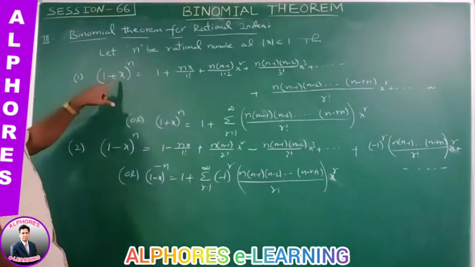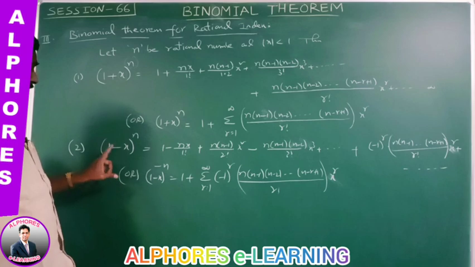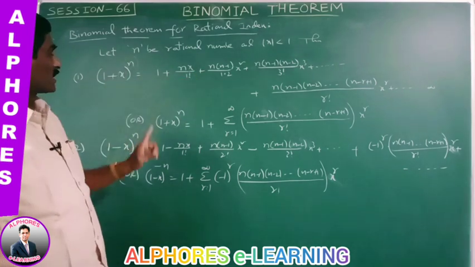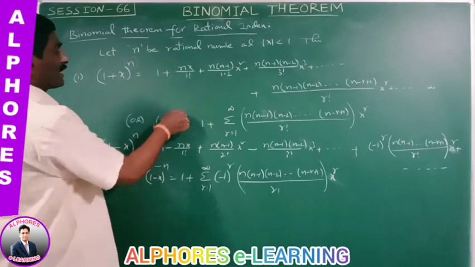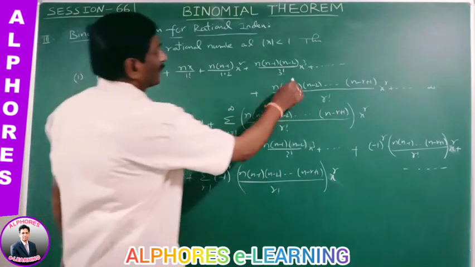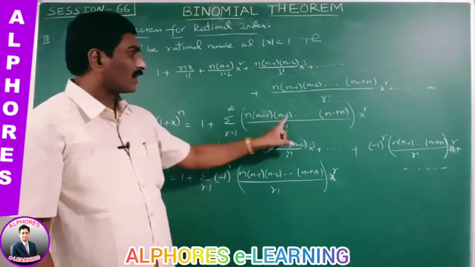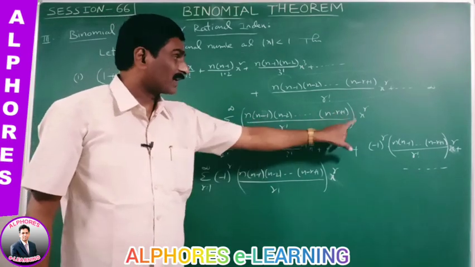Next, put x equal to minus x in this equation. We get 1 minus x whole power n. Please write these values. 1 plus x whole power n is equal to this value, or simply 1 plus x whole power n is equal to 1 plus sigma of, this is the general term, said to be the rth term, n into n minus 1 into so on, n minus r plus 1 by r factorial into x power r.